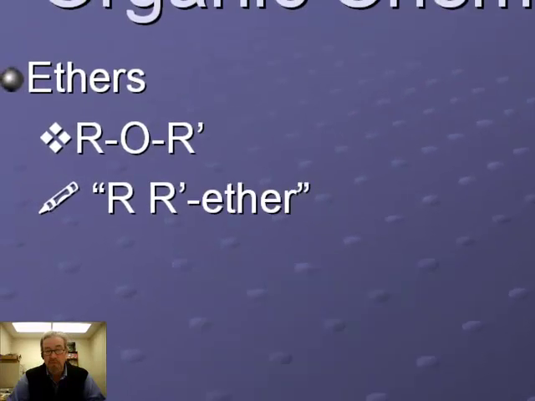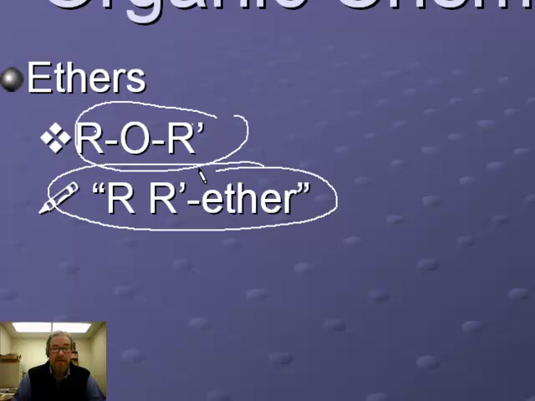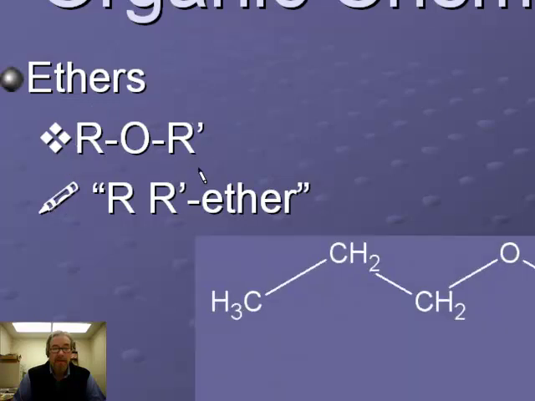Ethers have this generic structure, ROR'. So you have 2 separate alkyl groups or carbon chains that are both bonded to the same oxygen. So how do we name it? Well, we name R, then we name R', and then we end with the word ether. And we list the R's in alphabetical order.